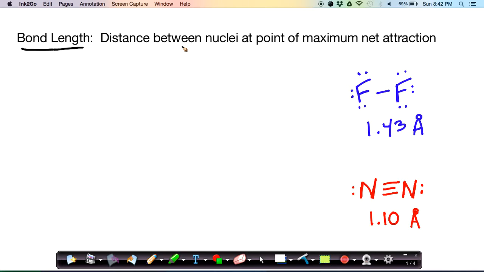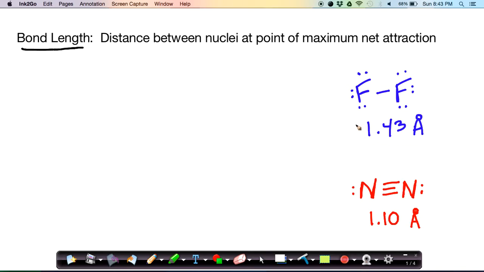And so at this point of maximum net attraction, if we were to look at the distance between the bonded nuclei, this is what we would describe as the bond length. And typically we measure these distances in a unit called an angstrom. I have a couple of examples over here, two diatomic molecules: fluorine, which is a singly bonded diatomic molecule, and nitrogen, which is a triply bonded diatomic molecule. We've got the bond lengths indicated for both of these molecules here as well, and notice that they're measured in this unit called an angstrom.